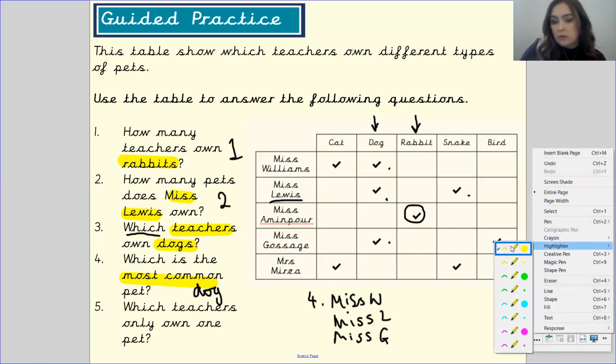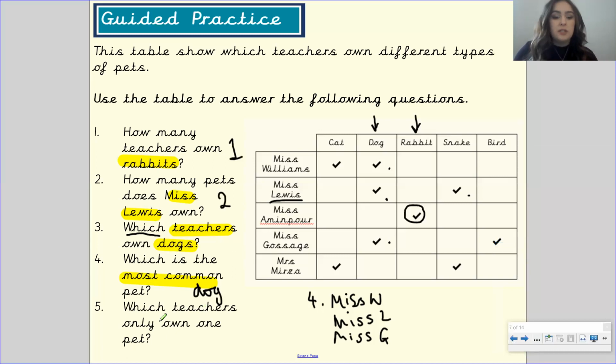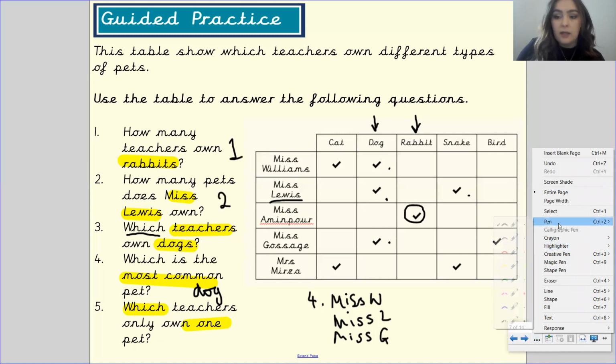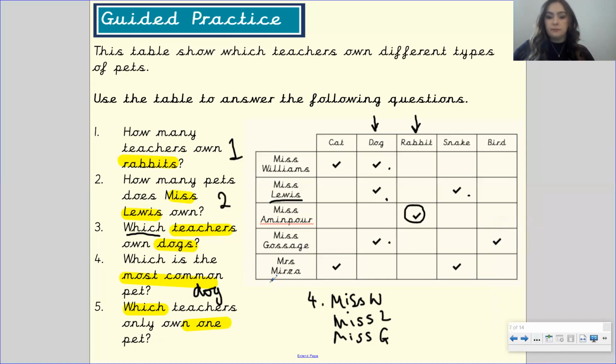And now the last question, which says, which teachers own 1 pet? So we're looking for the teacher that owns 1 pet. What do you think the answer is going to be? Pause the video to work it out. Well done. So Miss Amanpour is the teacher that only owns 1 pet.